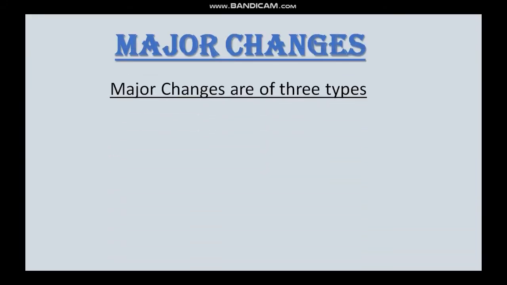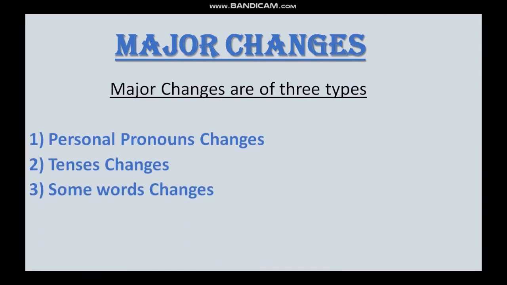So now students, I move towards major changes. Basically we have three major changes in reported speech: personal pronoun changes, tense changes, and some word changes. So here comes our first, personal pronoun changes. So students, we have three persons. The first person is called the speaker, the second person is called the listener, and the third person is called the observer. So here you see the complete chart of personal pronouns.